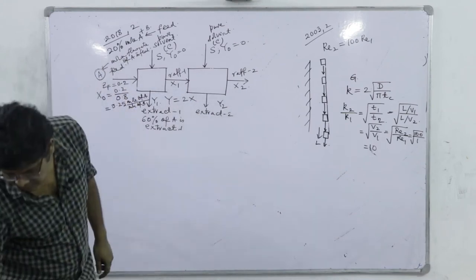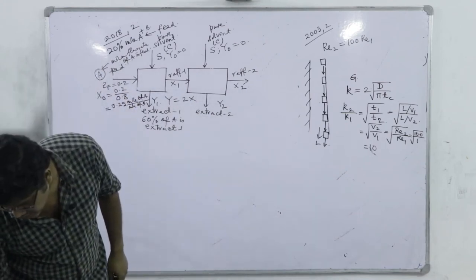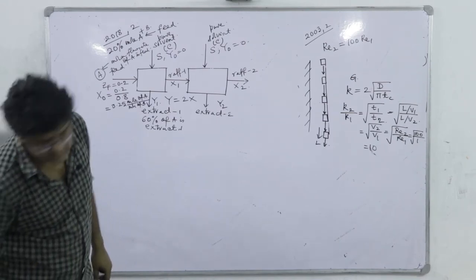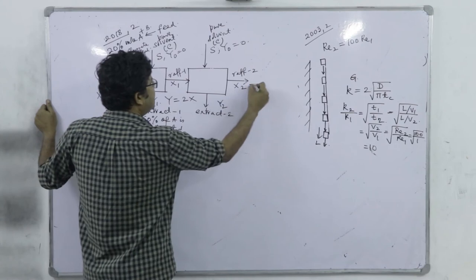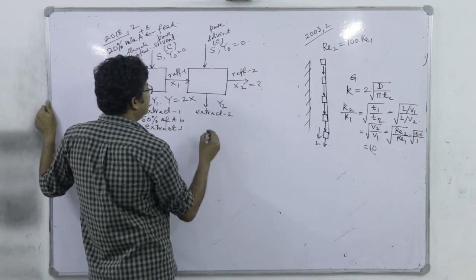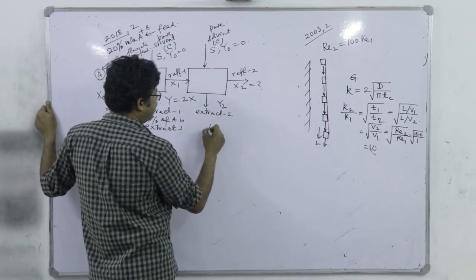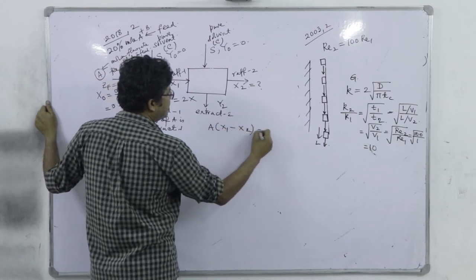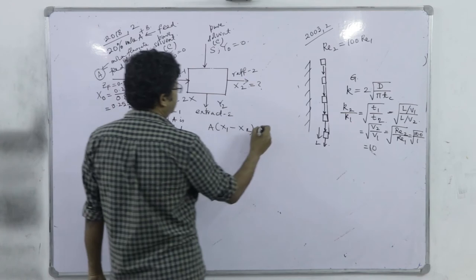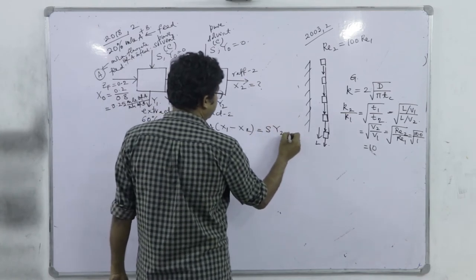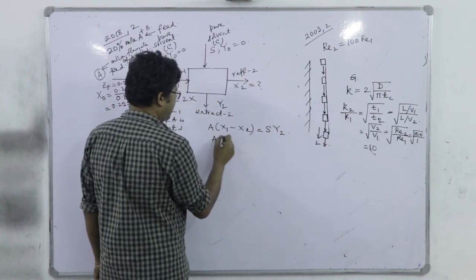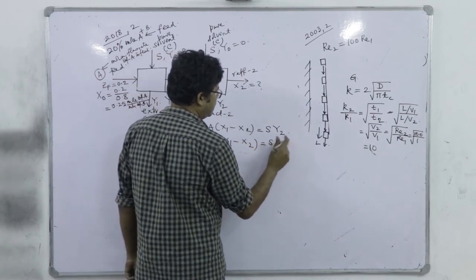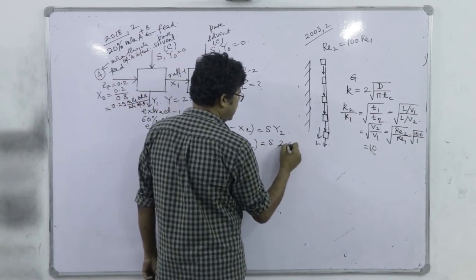So, first stage, sorry, let's go for the calculation. What we have to find out? The mole fraction of A in the raffinate in stage 2. So X2 we have to calculate. So A into X1 minus X2 is equal to S into Y2, fine. So A into X1 minus X2 is equal to S into 2 into X2.